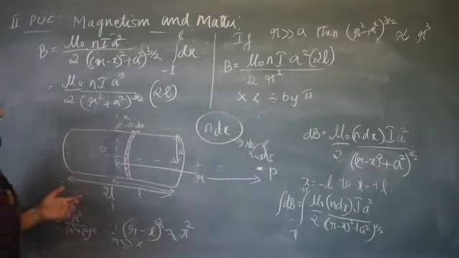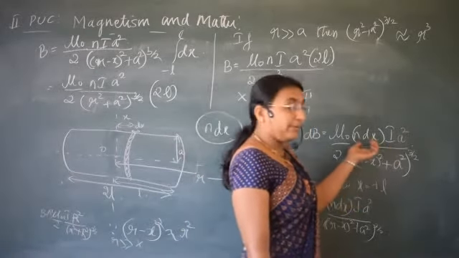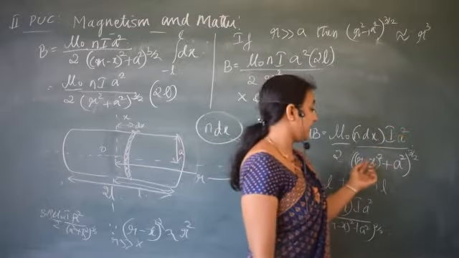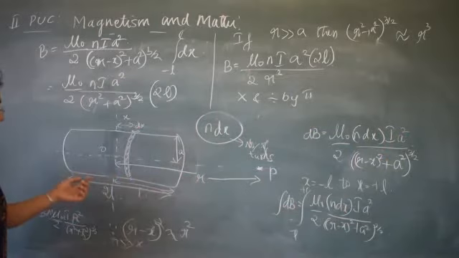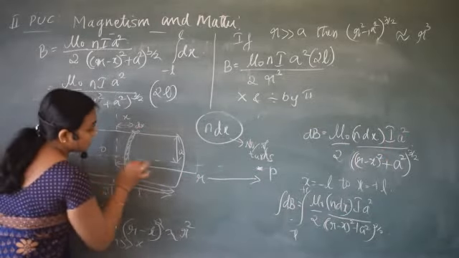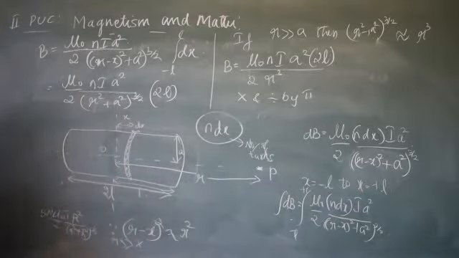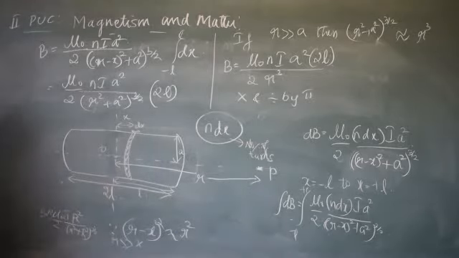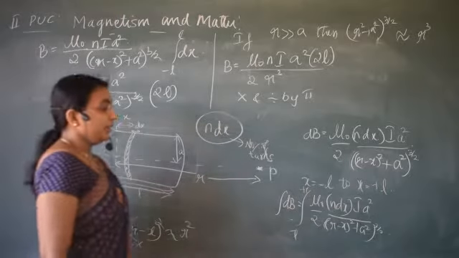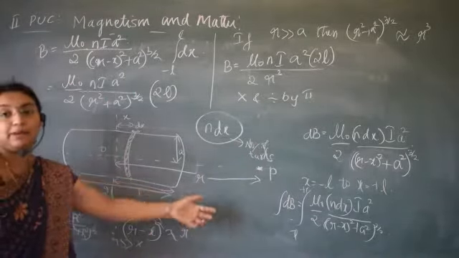Therefore, using Biot-Savart's law, we can write dB is equal to mu naught by 2, n dx I, number of turns, I a square by r minus x the whole square. Why is it r minus x? Because we want this thickness. So r minus x will give you this small thickness. Therefore, we get r minus x square plus a square to the power 3 by 2. We want to find the magnitude of the magnetic field from minus L to plus L.